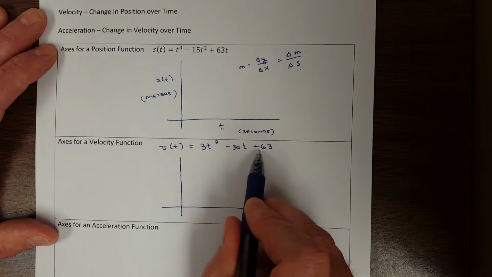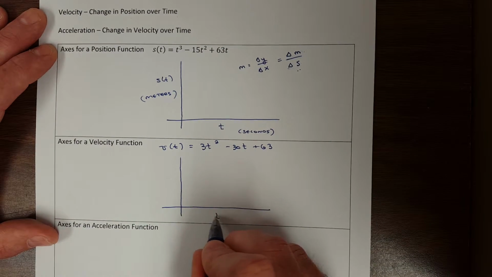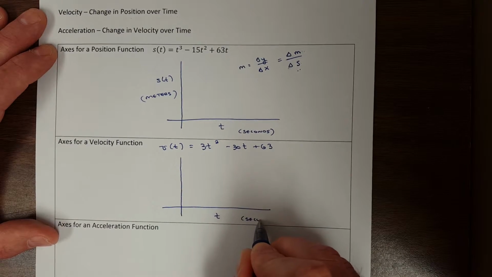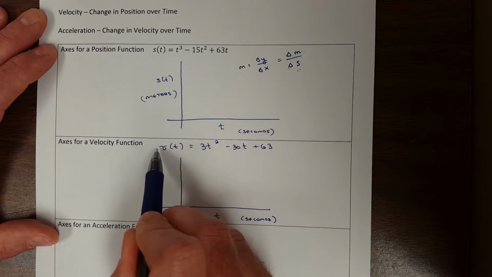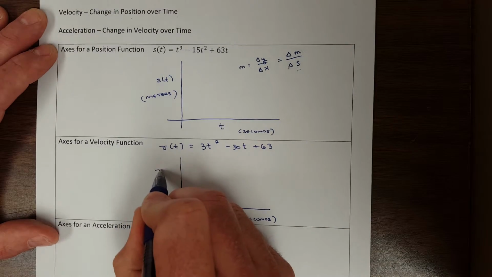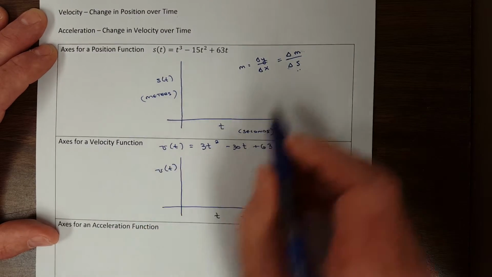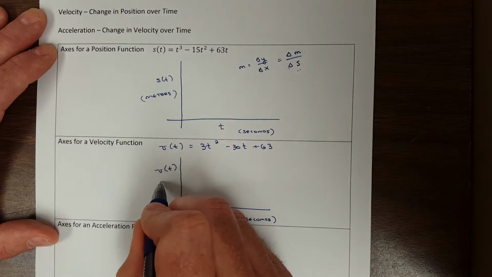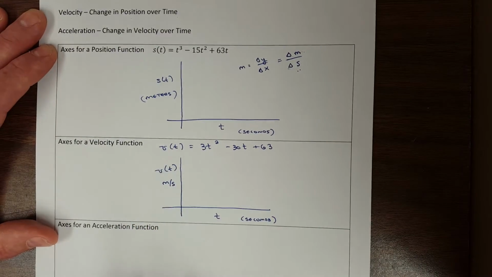And our x, our independent variable, is t. And again, we'll use units of seconds for this. And our y, our dependent variable, is velocity. So I'll put that on the y-axis. And our units for velocity that we came up with here were meters per second.